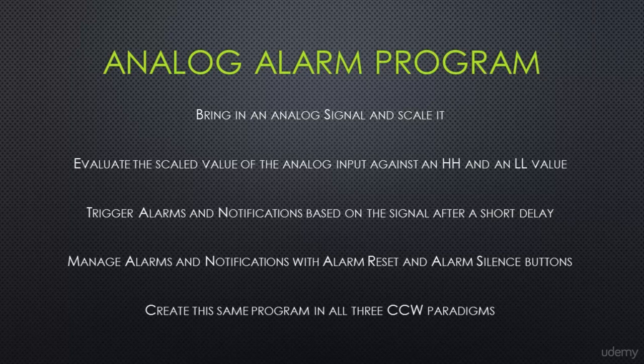We want one analog signal coming in, which we are then going to scale. And then we want to use that to enable one of two alarms if it's either too high or if it's too low. And then we want an alarm silence to disable a notification bit. And we want an alarm reset, which would reset both an alarm bit and a notification bit.